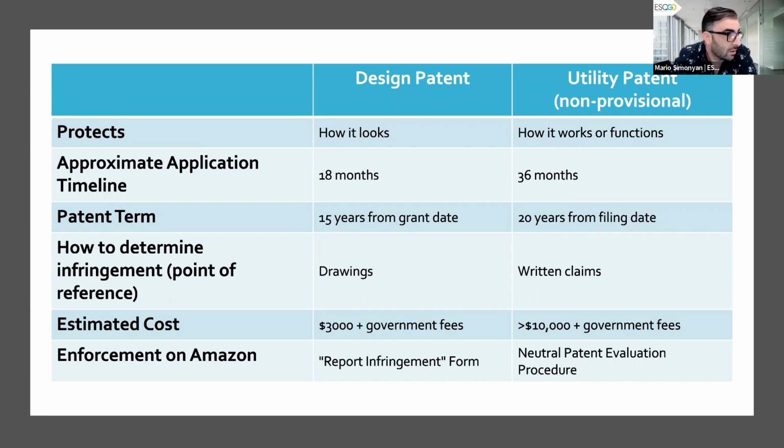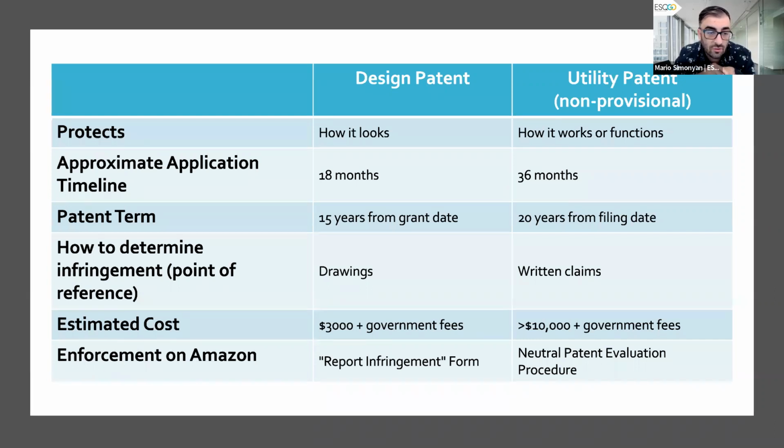For estimated costs, you're looking at a design patent being around $3,000 on average, plus government fees. And then for utility patents, you're looking at over $10,000. And on average, what I tell clients is plan on spending around $15,000 with filing the patent. And if you have any office actions, having an attorney address those, and then obviously government fees, okay?